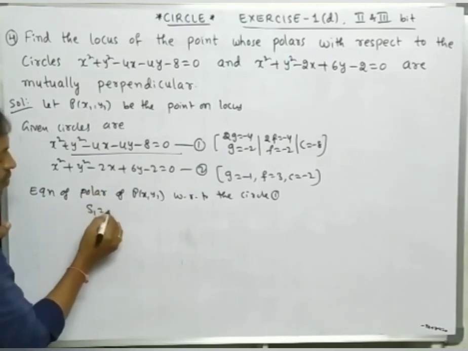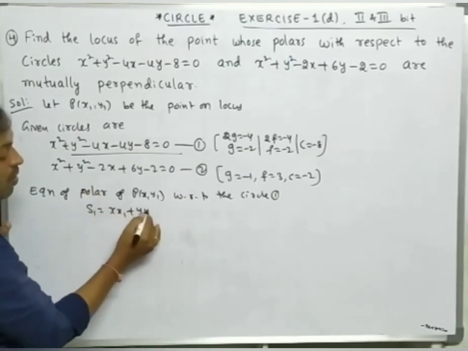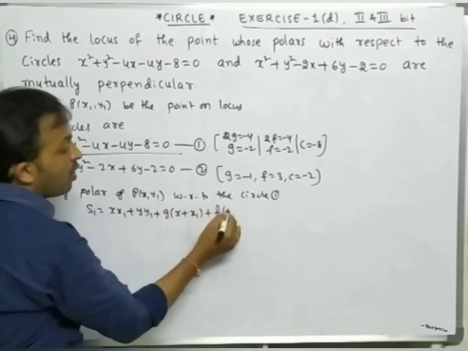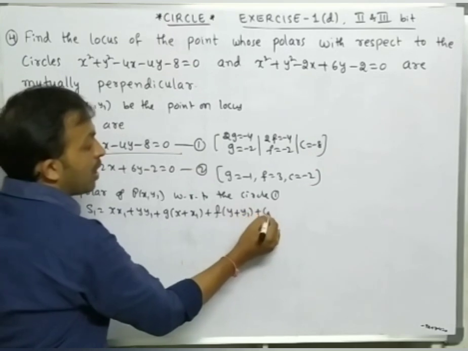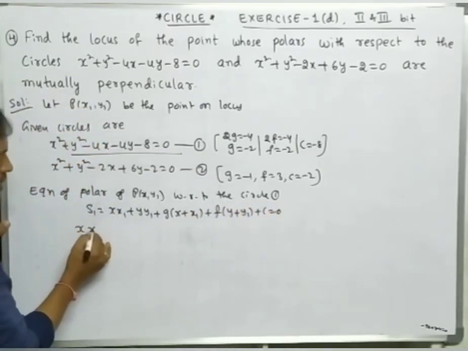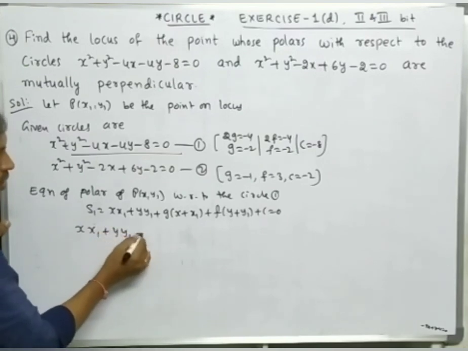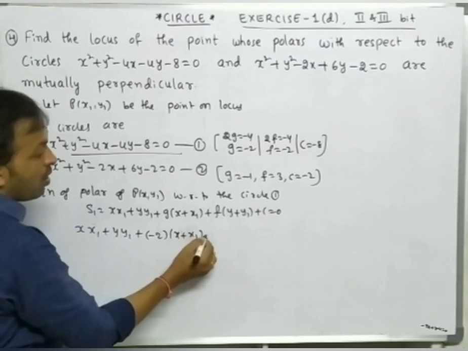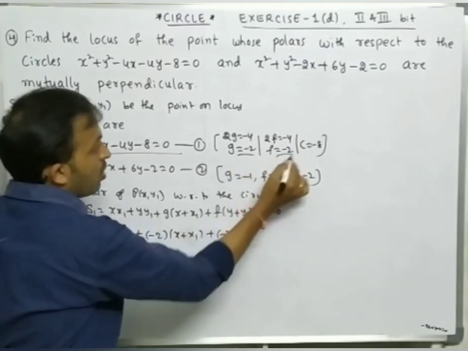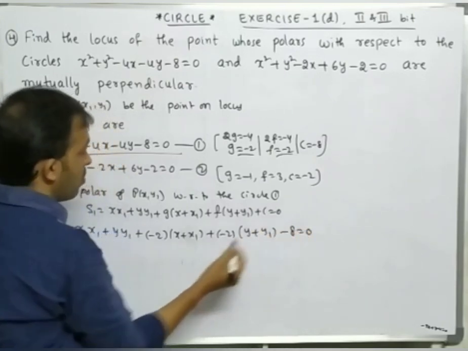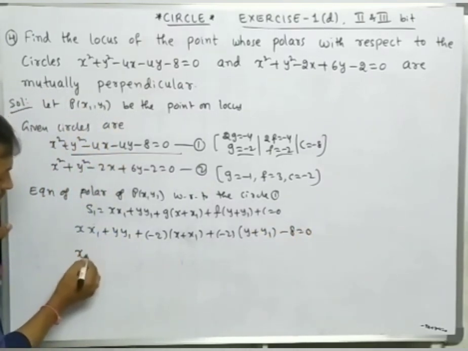S1 is equal to 0, which means x1 x plus y1 y plus g into (x plus x1) plus f into (y plus y1) plus c is equal to 0. So x into x1 only, y1, g minus 2 into (x plus x1), f minus 2 into (y plus y1), c minus 8 is equal to 0. So here x is common, right?